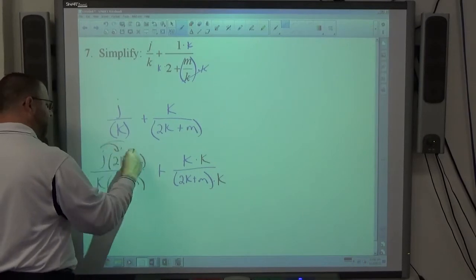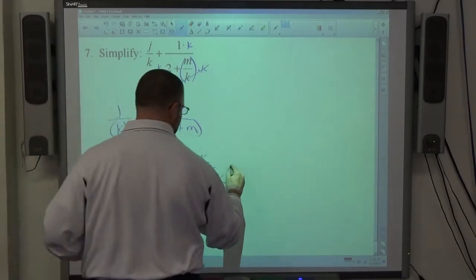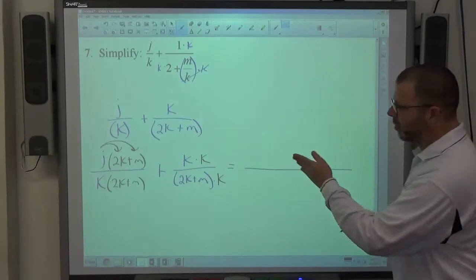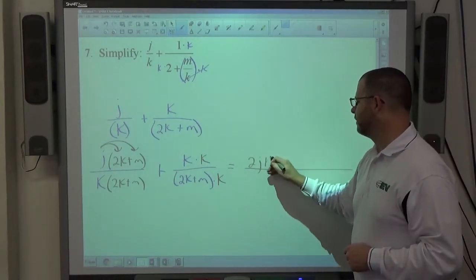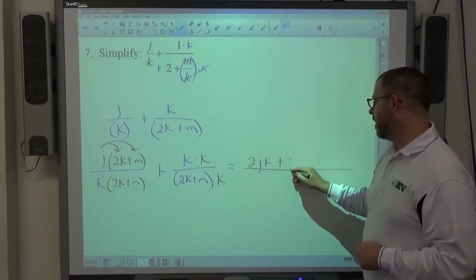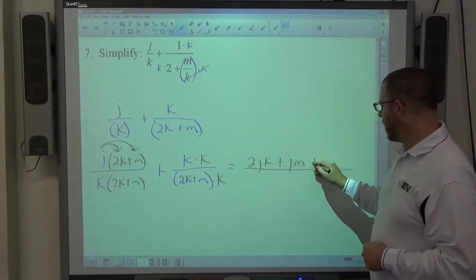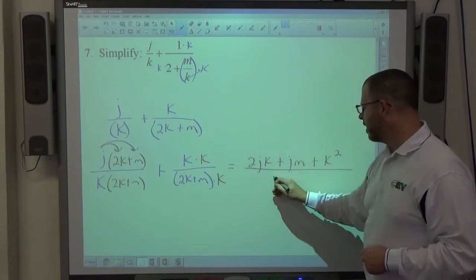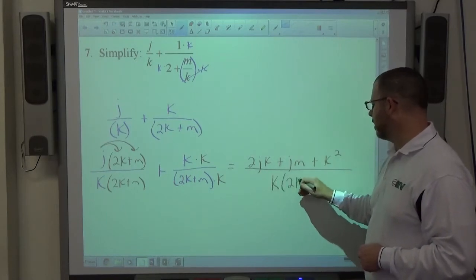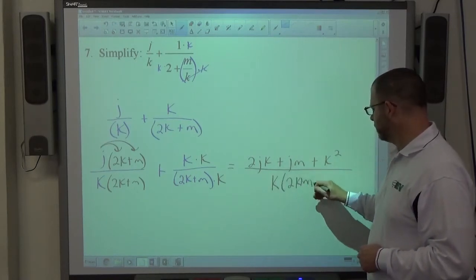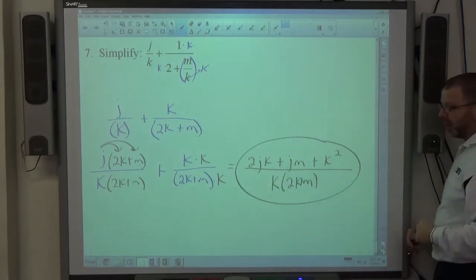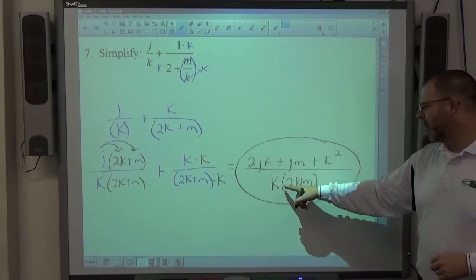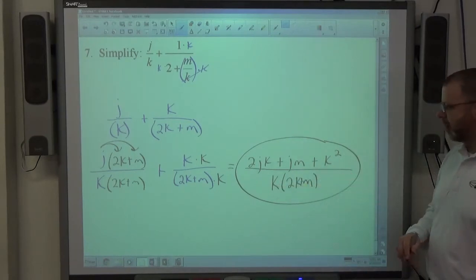Distributive property, multiply stuff together, get everything as simple as possible. So the end result of the first fraction, j times 2k makes 2jk, j times m makes jm, k times k makes k squared for the second fraction. Common denominator of k times 2k plus m goes in the bottom. And this one I can't add any like terms because there aren't any, so that's the best I can do. If you really wanted to multiply the k through that, you could. I'm fine leaving the bottom in factored form, but the top does need to be simplified completely.